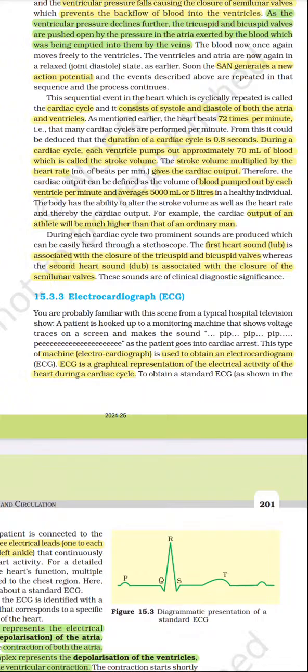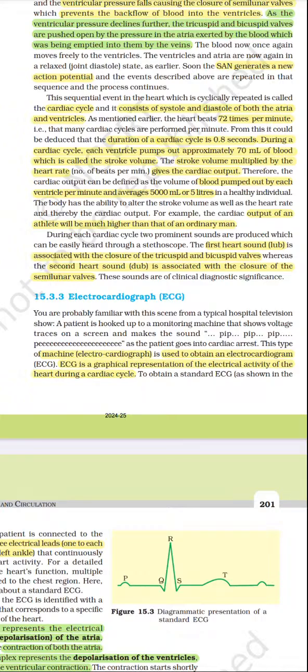In a healthy individual, the body has the ability to alter the stroke volume as well as the heart rate, and thereby the cardiac output. For example, the cardiac output of an athlete will be much higher than that of an ordinary person.